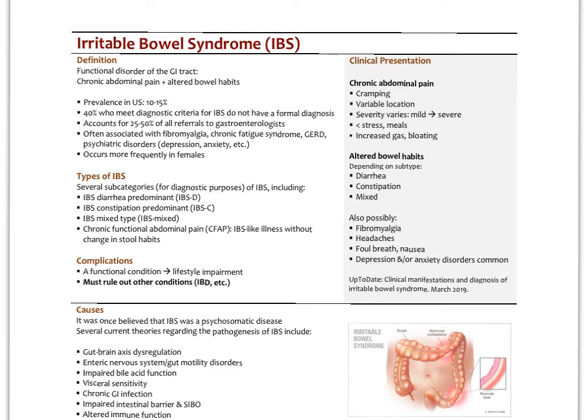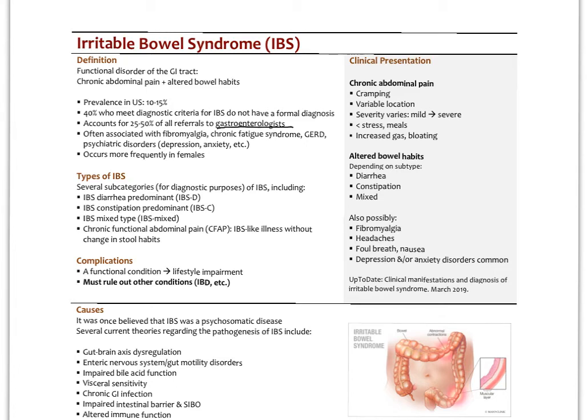IBS is much more common. It's much less severe in the sense that it doesn't result in true malabsorption or blood loss or anything like that. But it can definitely be very difficult for people to live with because of the chronic pain and altered bowel habits. Very common, we think up to 10-50% in the US people have IBS. Really 40% of people who meet the diagnostic criteria for IBS don't actually have a formal diagnosis, so it often goes undiagnosed. It accounts for up to 50% of all referrals to gastroenterologists, so very common there.